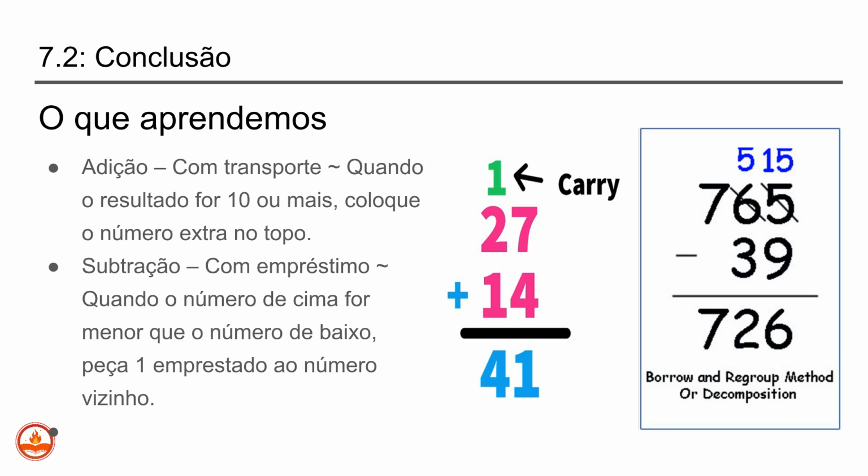Let's go over what we learned. We learned addition and subtraction. For addition, we learned carrying. When the answer is 10 or more, put the extra number at the top. There is an example right next to it. We also learned subtraction. For subtraction, we learn borrowing. When the top number is smaller than the bottom number, borrow 1 from the number next door. Here is an example, right next to it also.